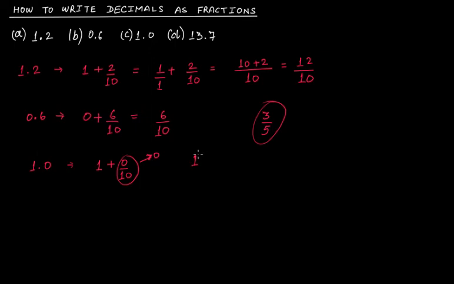If you want to write this in terms of a fraction, simply 1 over 1. Any number a can be written as a over 1, because if you divide any number by 1, you will get the same number back. So this 1 over 1 is a fraction representation of 1.0.